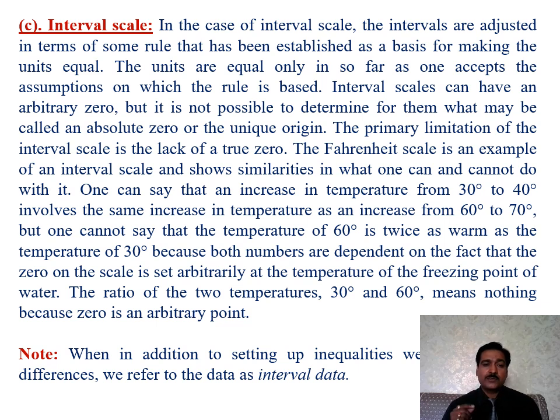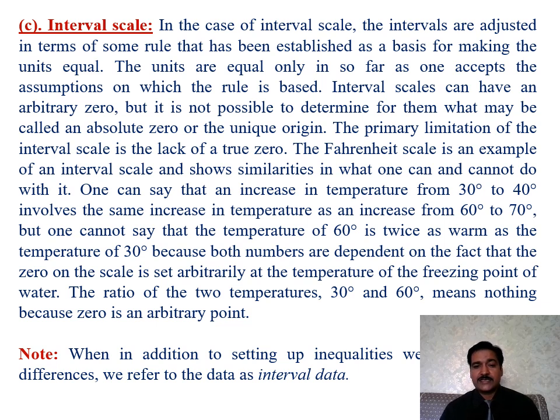The most important characteristic of interval scale is that there is no absolute zero. In the interval scale case, we have an arbitrary zero. Interval scales can have an arbitrary zero, but it is not possible to determine for them what may be called the absolute zero or a unique origin. The primary limitation of the interval scale is the lack of a true zero.